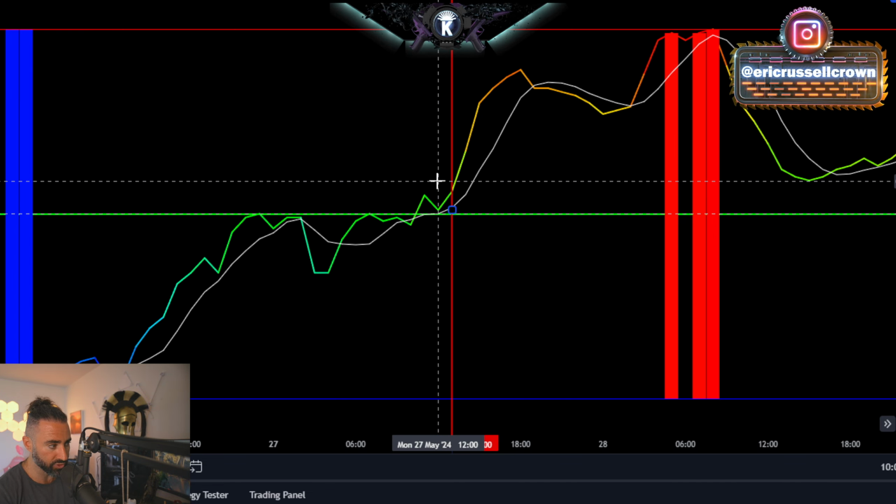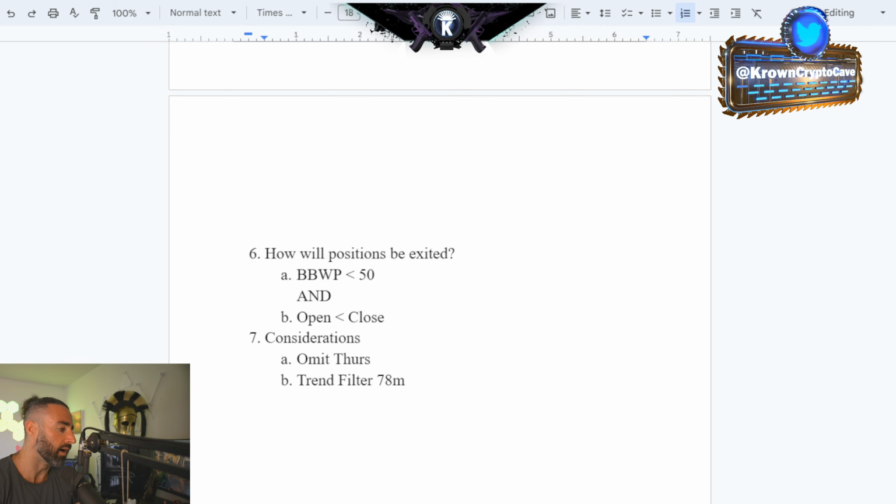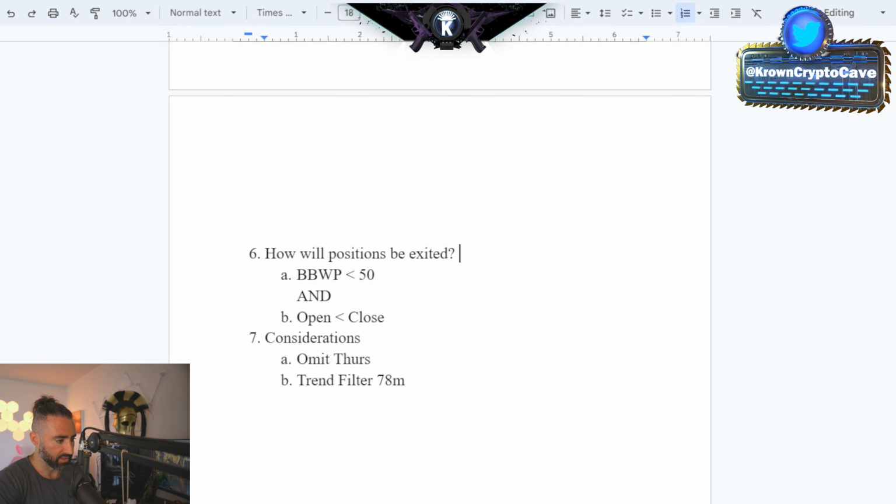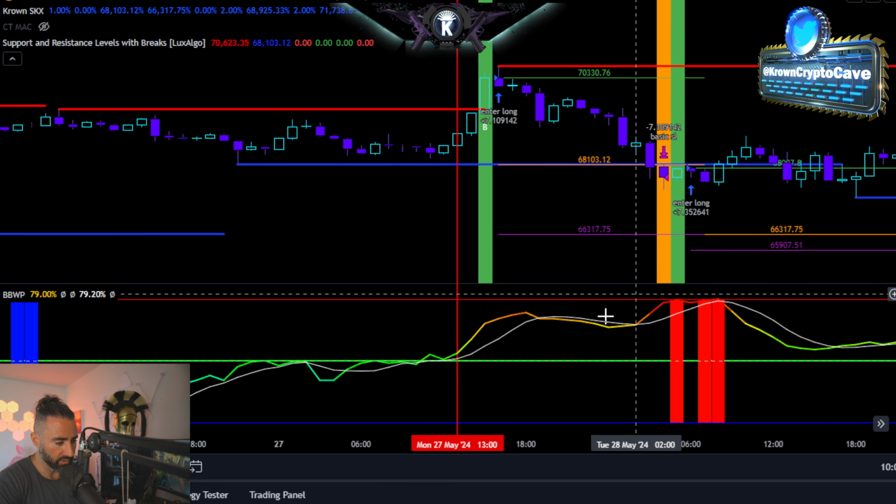Okay. Now, how positions are exited, assuming that risk management is not hit. We need to see two of these happen simultaneously. Ignore the idea of whatever happens first, because in this case, that is not true. We need to see BBWP below 50 percentile while the open is less than the close of the current candle. So if those two things are true simultaneously, we exit the position, whether it be a gain or a loss. Let's go with an example. In this case, obviously 50 percentile is anything below this read right here.